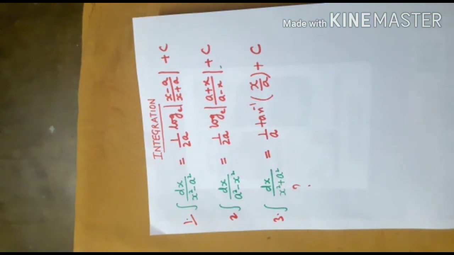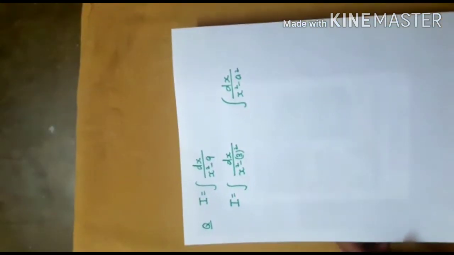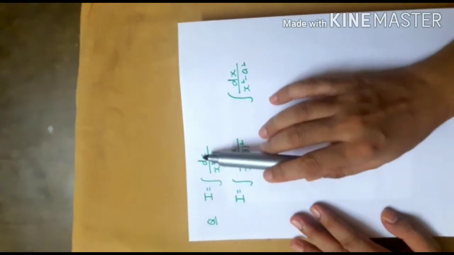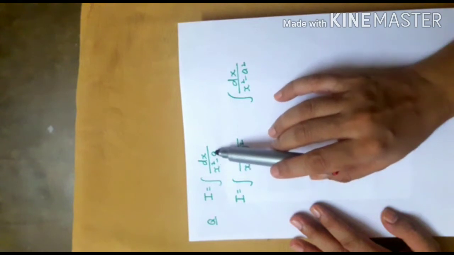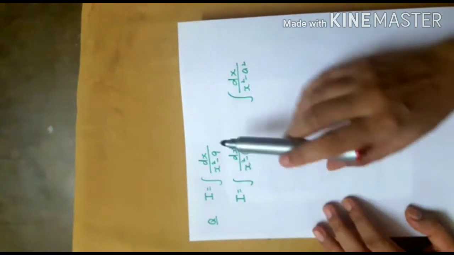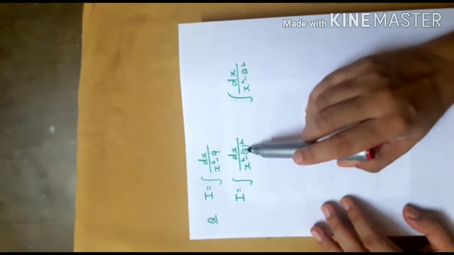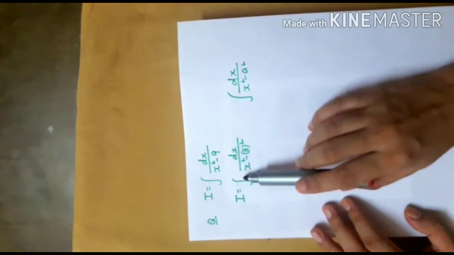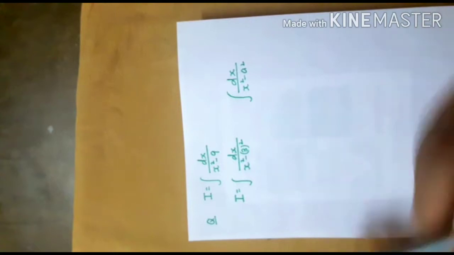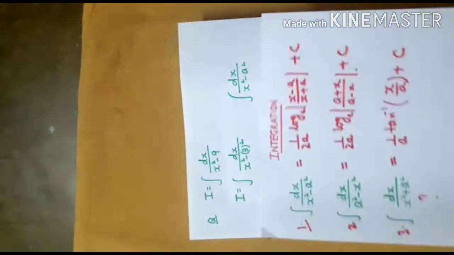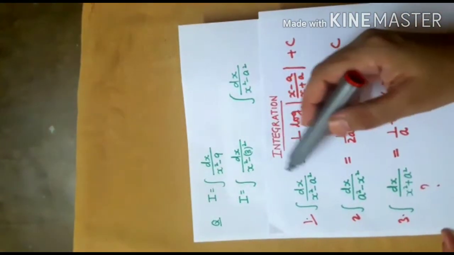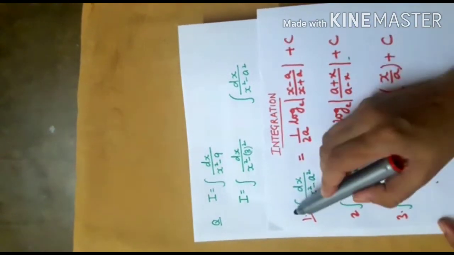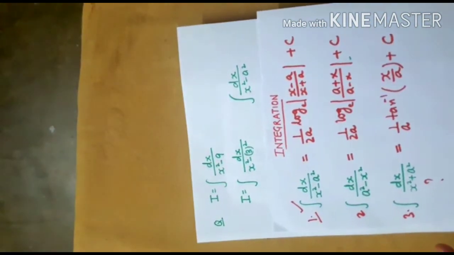Let's take a few questions. Yes, the question is evaluate I equals integral dx over x square minus 9. Yes, can I write 9 as square of 3? So I'll get I equals integral dx over x square minus 3 square. Now, this integral is of which form? Yes, it is this form, right?